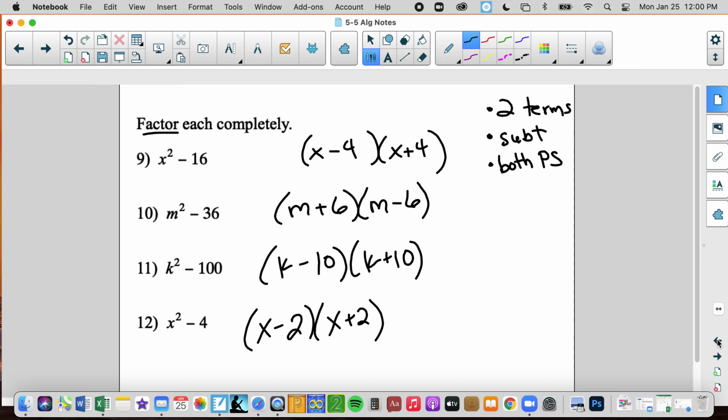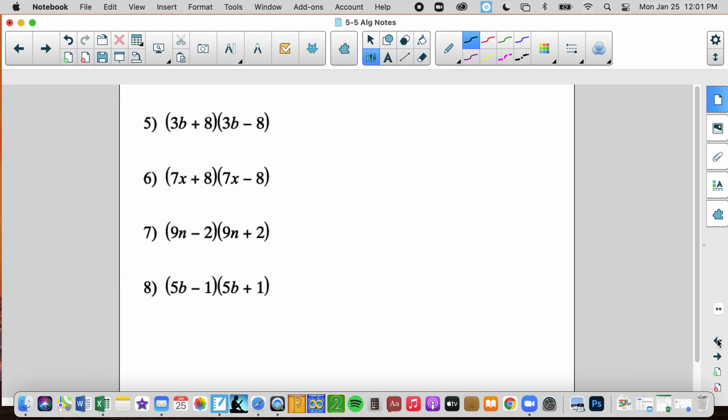So let's add a little flavor. What if my variable had a coefficient? Notice these are still conjugates. They're identical, but with different signs. So we know that the inside is going to give me 24b and the outside is negative 24b, so they're going to cancel. So I know I'm going to end up with just my firsts and my last. That's going to be 9b squared minus 64.